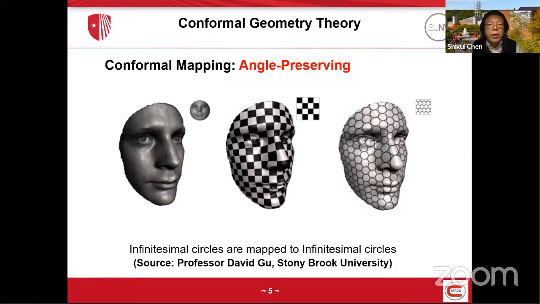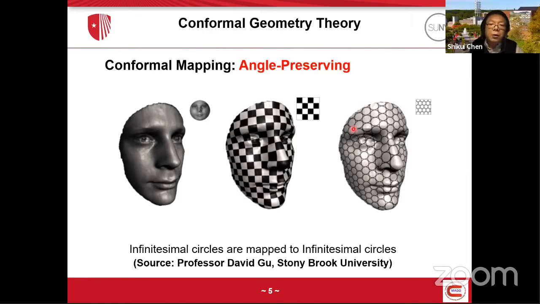So for example, we have a human face, as you see here. This is a typical manifold. And then you see we have two planar patterns, a chessboard pattern and a circular pattern. So we want to map those patterns from the 2D plane into the 2D surface in R3. So my question is, how many mappings can we have? The answer is there are infinite number of mappings, the infinite kind of possibilities.